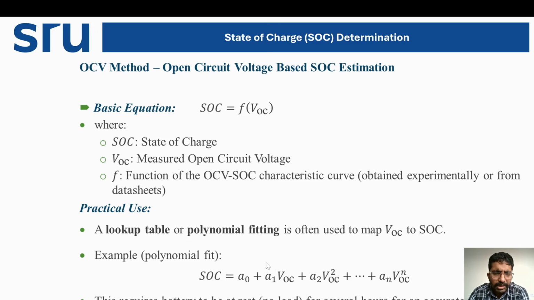So any generalized polynomial can have a constant term, an intercept value, that is used for offsetting some reference points, then a1 into VOC to the power 1, then a2 into VOC to the power 2, and up to nth order it can be made. So this requires the battery to be at rest, no load, for several hours for an accurate reading. So for several hours it should be under this condition.